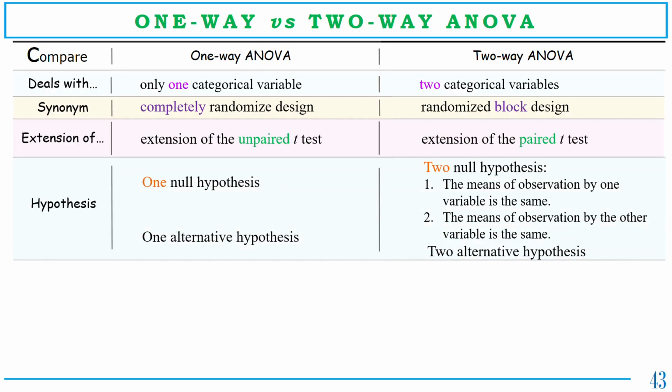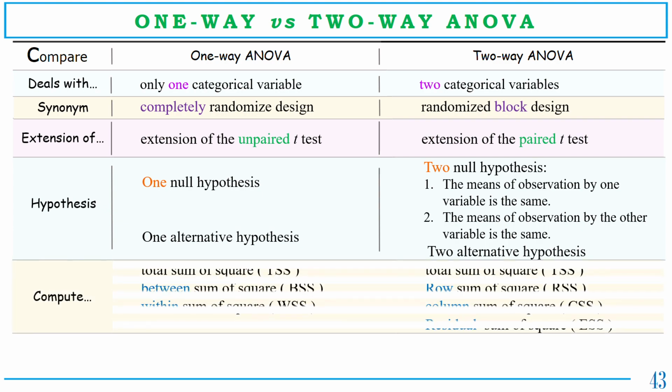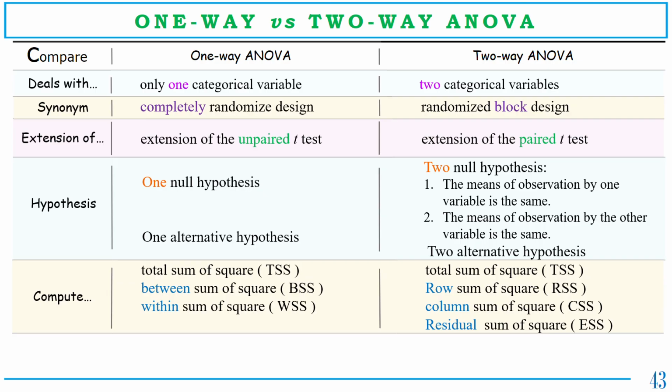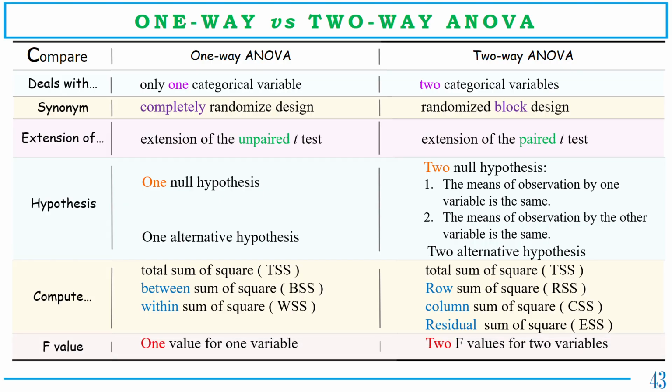There is only one null hypothesis and one alternative hypothesis in one-way ANOVA, while in two-way ANOVA, there are two null hypotheses and two alternative hypotheses. Separate equations are also there in both types of ANOVA, like BSS and WSS in one-way ANOVA, and RSS, CSS in two-way ANOVA. One F value is calculated in one-way ANOVA, while two F values for two variables are calculated in two-way ANOVA.